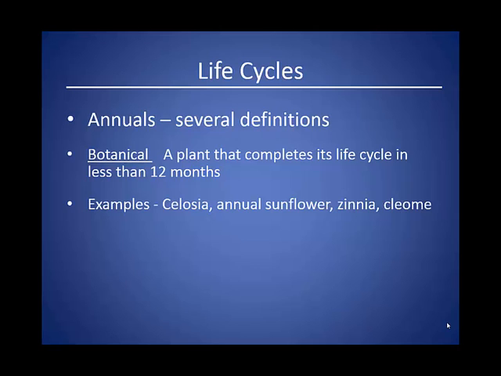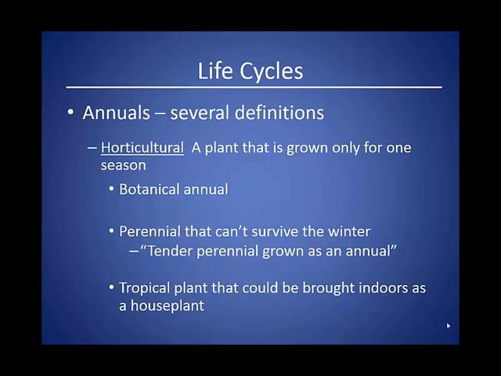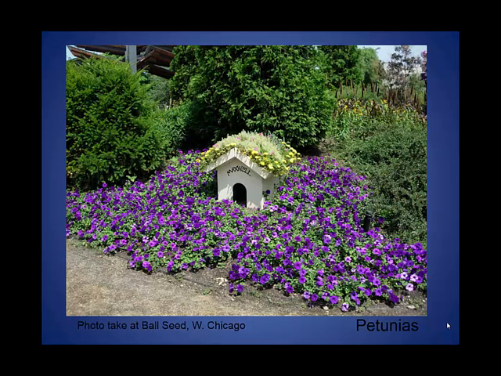And there's some examples: annual sunflower, zinnia, cleome. But horticulturally, we can treat them a little differently. Sometimes we grow things that are really tropical plants, but here we treat them like annuals. Sometimes they are true botanical annuals. Sometimes they're a perennial that, if it were grown in Georgia, would overwinter and survive. But here they're not hardy enough, and so we treat them as an annual here. And here's some examples. Petunia, we treat as an annual here. It would actually be perennial.